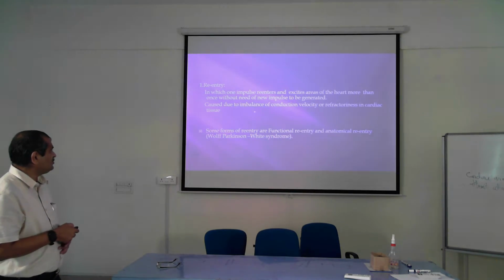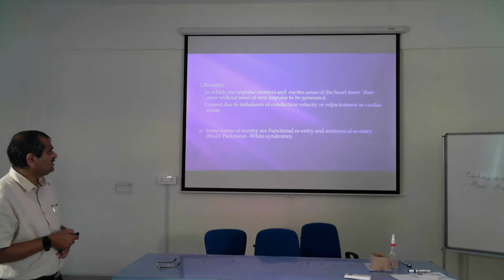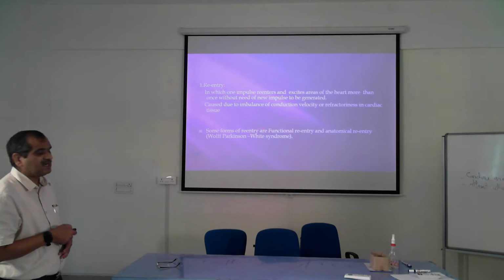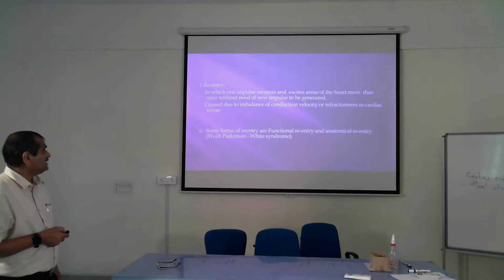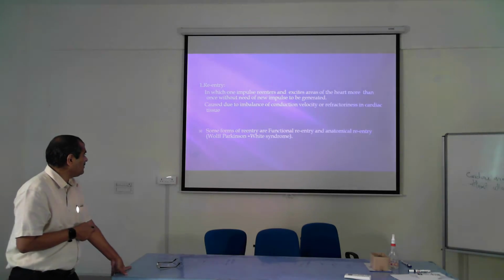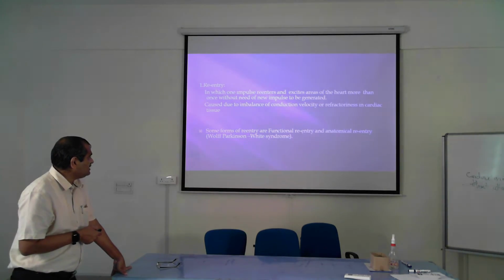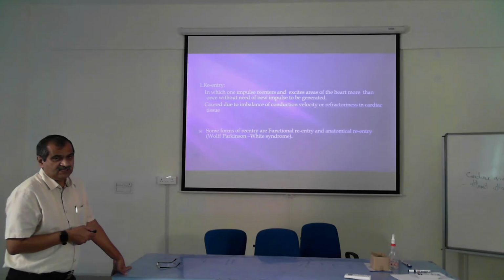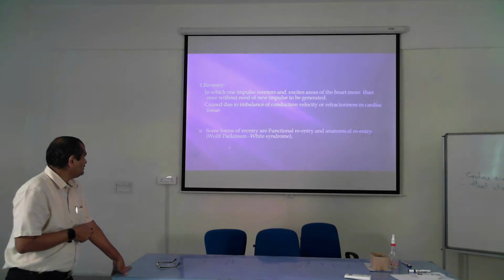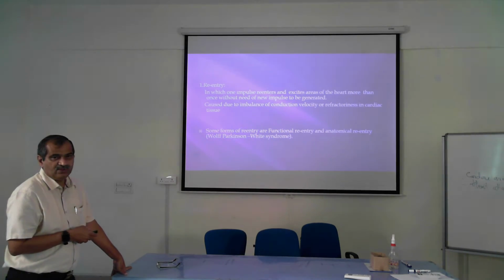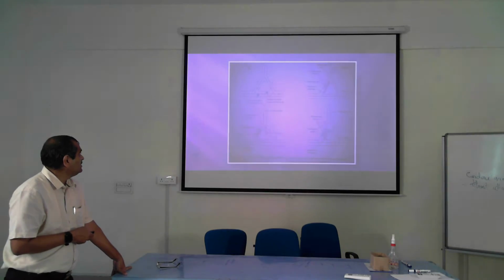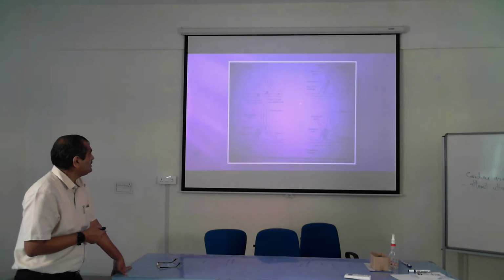So this is caused due to the imbalance of conduction velocity or refractory resistance of cardiac tissue. So conduction velocity is increased or decreased, then refractory resistance. And some forms of re-entry are functional re-entry and anatomical re-entry. So we'll see. That's the Wolff-Parkinson-White syndrome. We have seen that in the earlier class. So I think this is not clear.